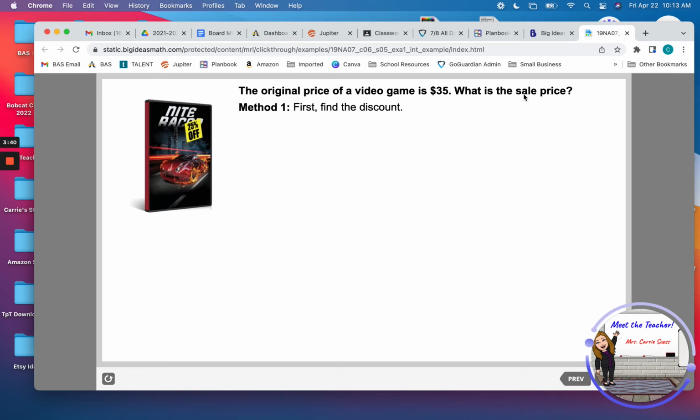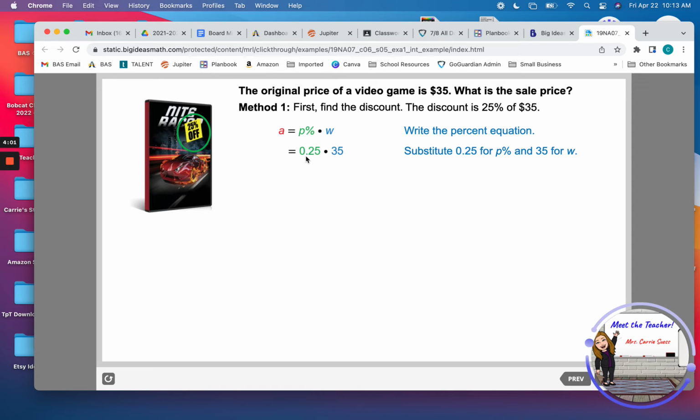So there's 2 different ways to do this. The first way to do it is first find out how much we're taking off of it, which is 25% off the original price. 25% of 35. So that's your clue to do multiplication. Then you subtract that from the original price, and that gives you the sale price. Okay, so there's your percent equation. Write this down. So what is 0.25 times 35? 8.75. Yep. Okay, so that's the amount we're taking off.